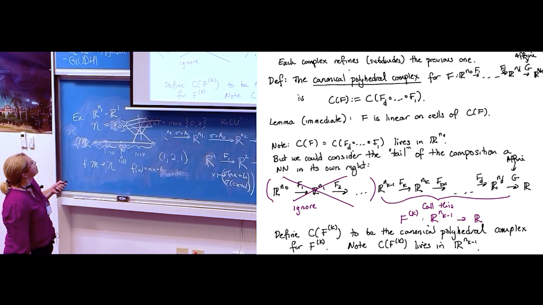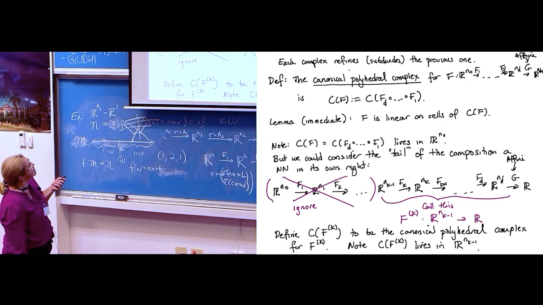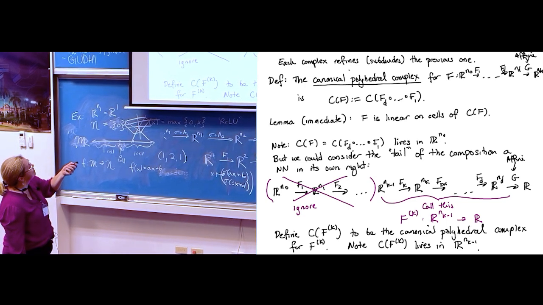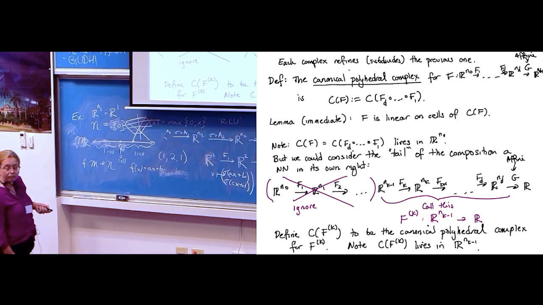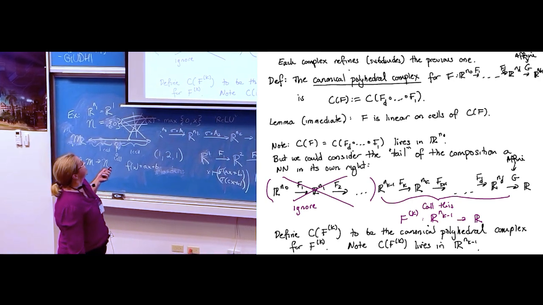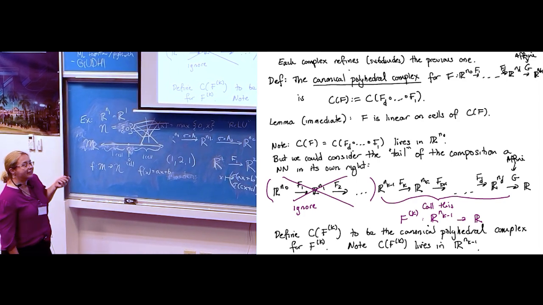Okay, so notice that this complex, which I'm denoting by C, and then the layer maps, it lives in the domain R^n0. Now we're going to do something slightly complicated. Just when you thought you had it.